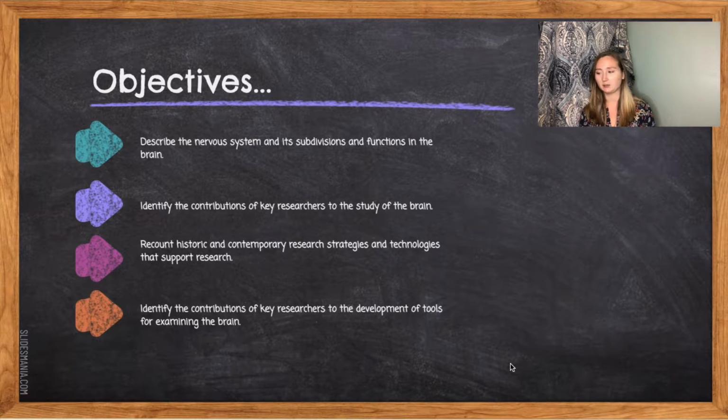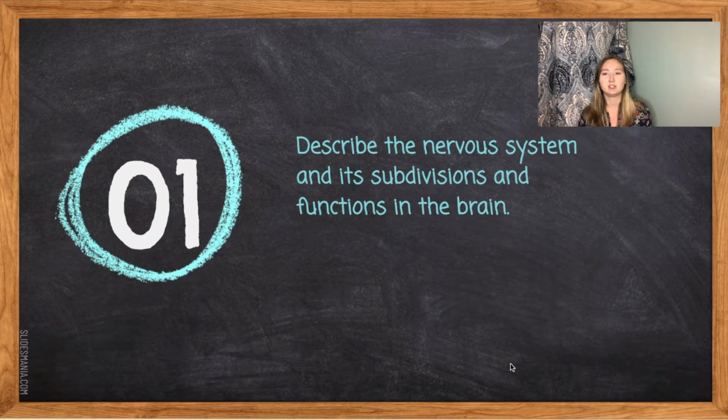So how do we study the brain? And then we're going to identify the contributions of key researchers to the development of creating the tools that we use to study the brain. So we have a lot to cover today, but it shouldn't take super long. All right, the nervous system and its subdivisions and functions in the brain.